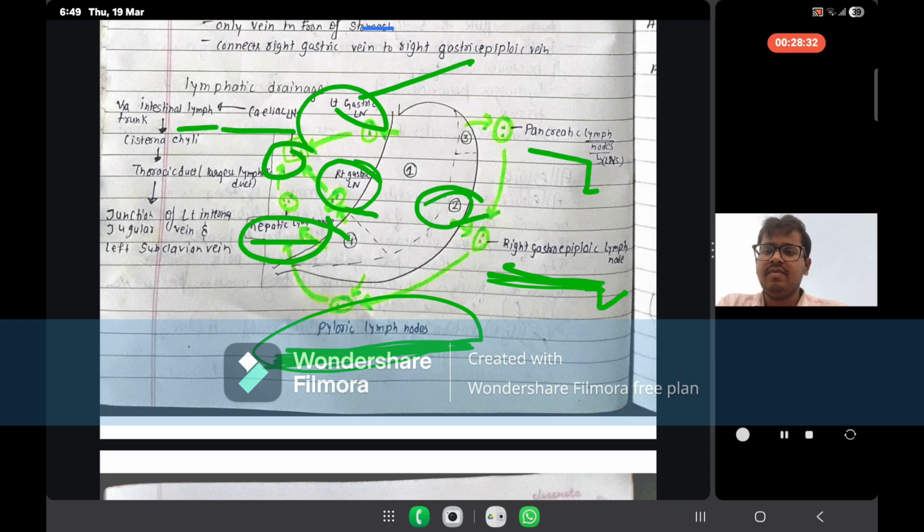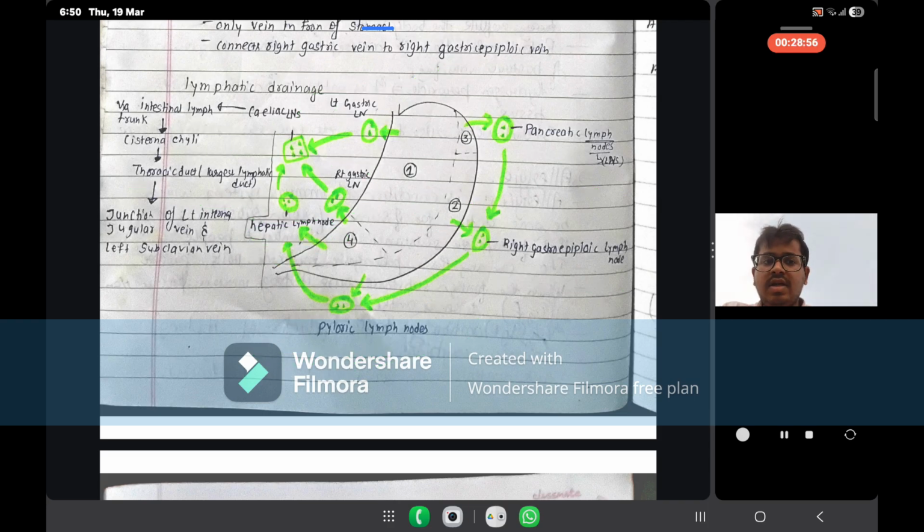Intestinal lymph drains via the intestinal lymph trunk to the cisterna chyli and then to the thoracic duct. This is the largest lymph duct. You must remember, the thoracic duct is the largest lymph duct. And how is this, let me show you. See, there is a celiac lymph node.